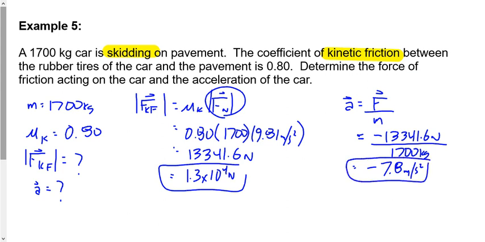What's the negative mean? In the context of this question, we get a negative acceleration, which means this car is slowing down, which makes sense, right? Skidding on pavement, car's going to the right, friction's going to act to the left, which is going to cause the car to slow down.